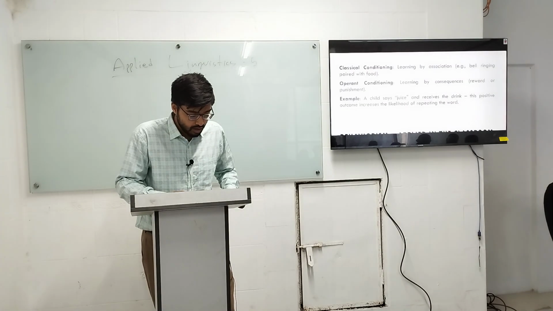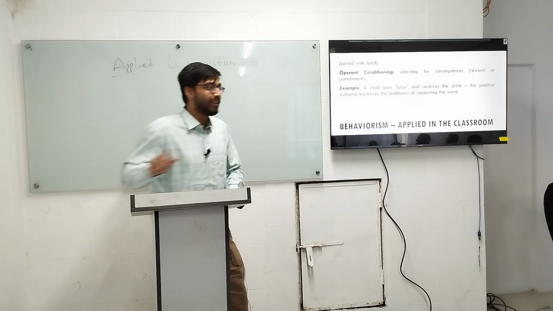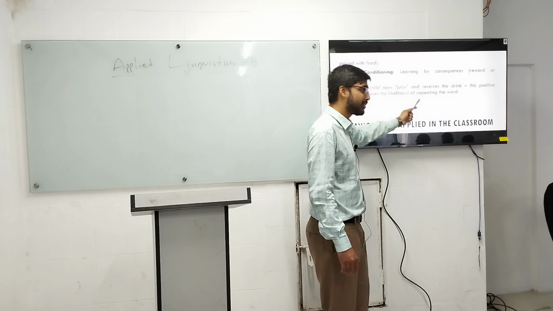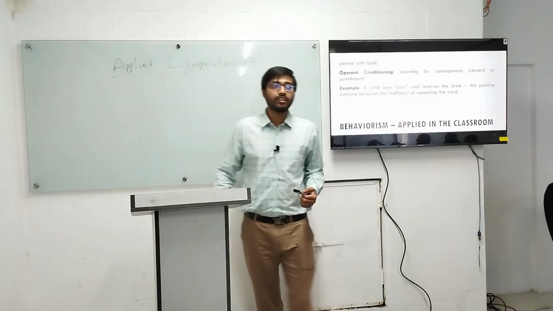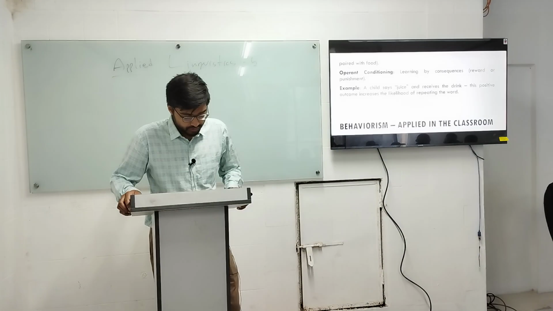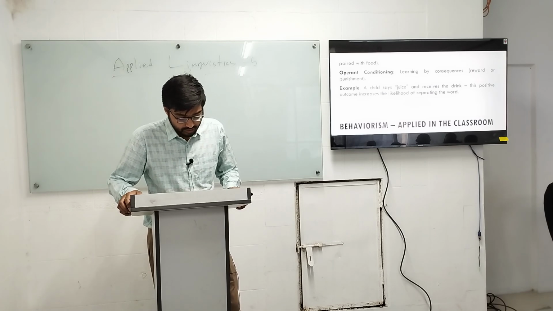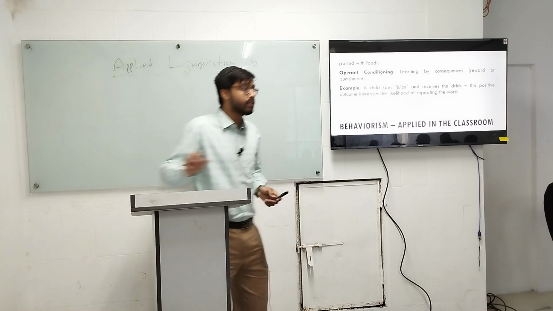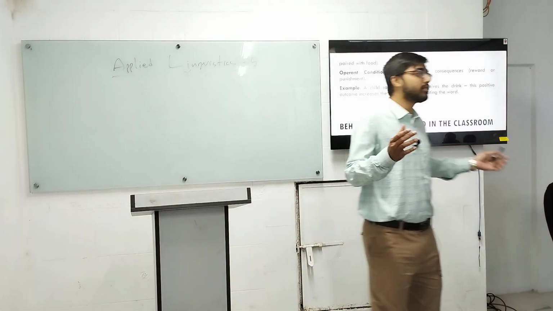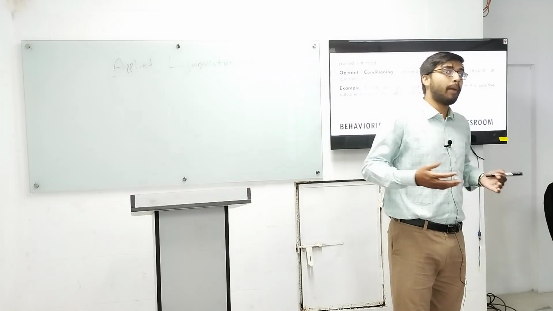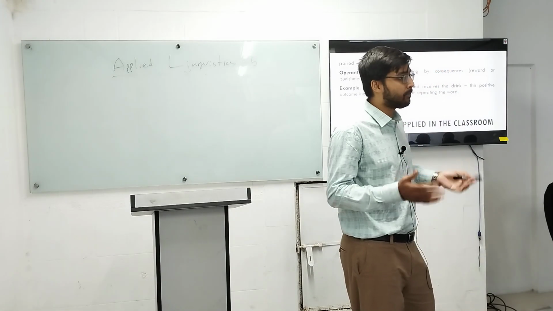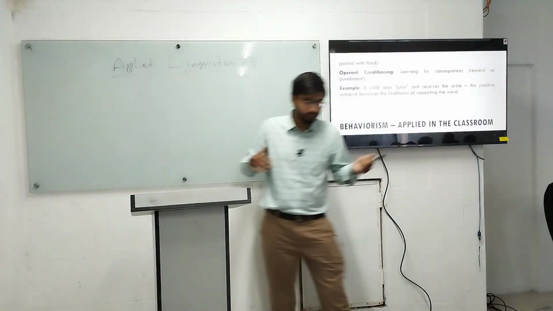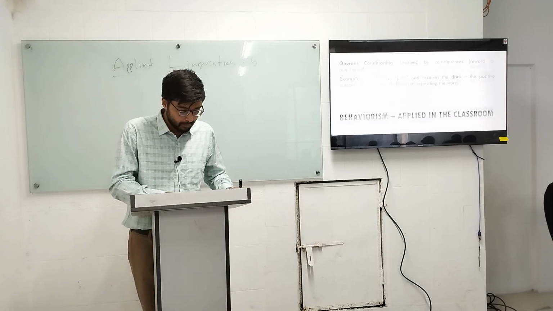Okay, for example, a child says juice. Well, in the book they said milk, but I said juice. Juice is very much a children's thing, huh? If a child says juice and receives the drink, this positive outcome increases the likelihood of repeating the word. So if he says juice and gets juice, he will repeat that particular word so that he can get more juice. Correct?